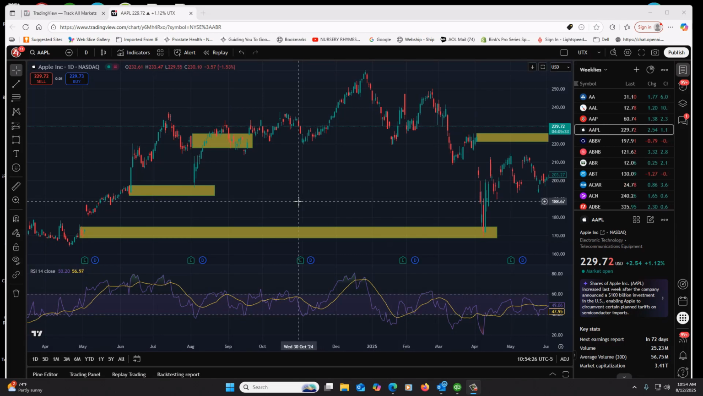Okay, in this video I want to talk about why some zones hold and why some zones don't. I've got a few supply and demand zones plotted here on the chart. Let's start with this first one over here.